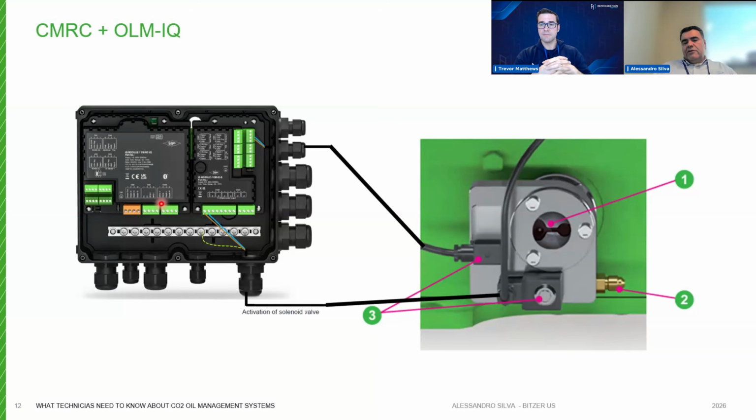No, there is no need to change the orifice, but we have 3 different OLM IQ models. We have one for standard refrigerants and the other 2 for CO2. They are specifically designed for each of these refrigerants, for standard and for CO2 refrigerants. Great.